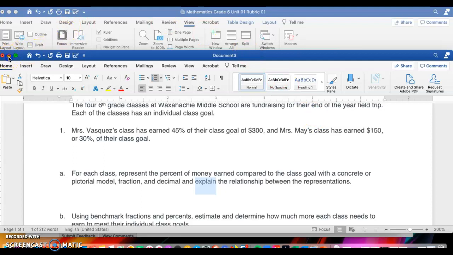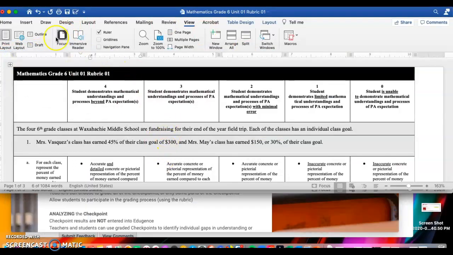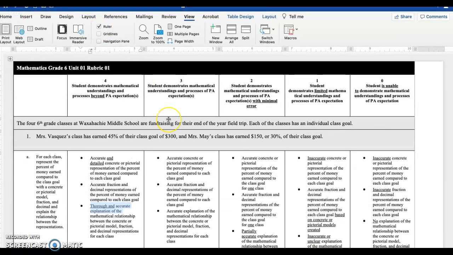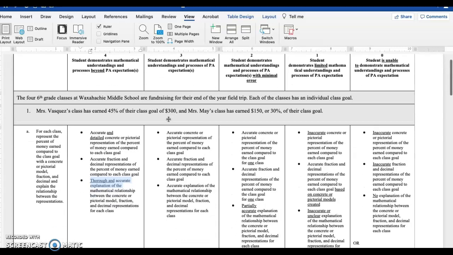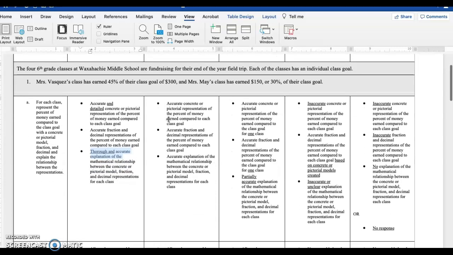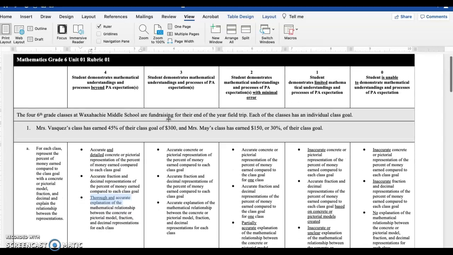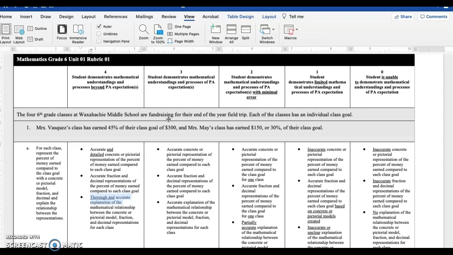Unpacking also relates to the rubric. So here is the rubric. I took it off of TRS. I cut and pasted it onto this document. And at this point, I would have a discussion with the students about how to grade using a rubric. And this is where some calibration can happen.